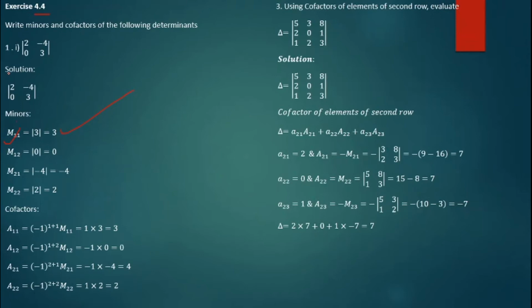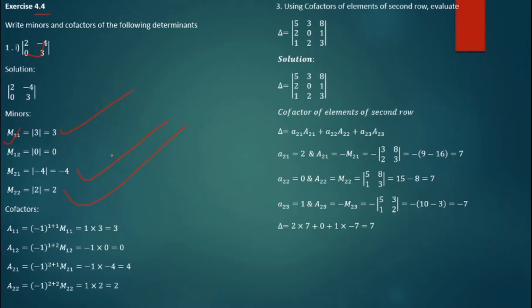Next, the minor M12: delete this row, this column, 0. Next, M21: this row, this column deleted, so you get negative 4. The minor of A22, that is M22: this row, this column goes, the remaining is 2. So you got the minor of all the elements.